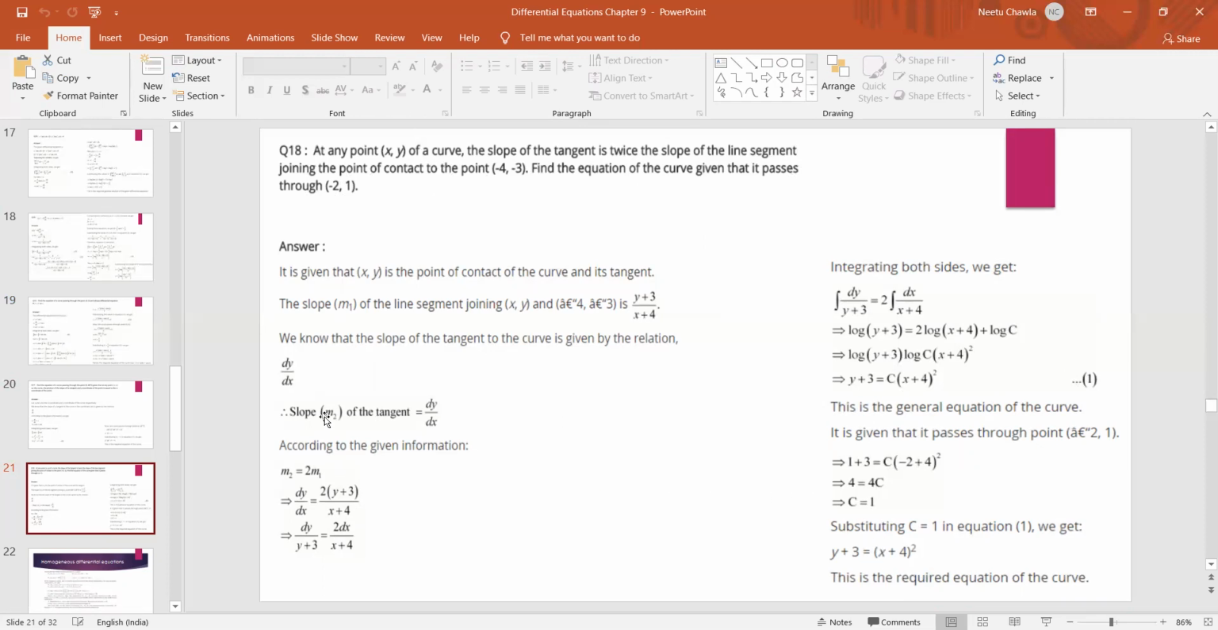So this was your exercise 9.4, and in the next class we'll be doing the solution of homogeneous differential equations. Means when you are unable to separate the two variables, then what is to be done. So I'm ending it over here. We'll be doing it in the next class.